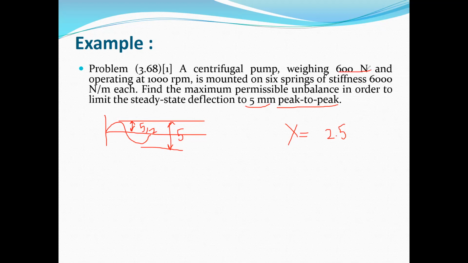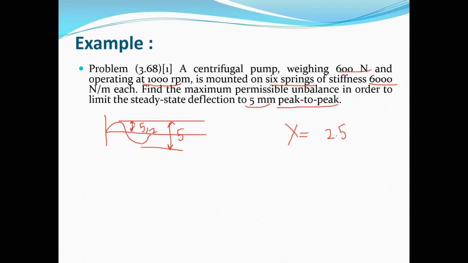The weight of the system is 600 Newton. And also the omega is 1000 RPM, which we should convert into radian per second. We have the stiffness of the system. So the stiffness of this system is 6 springs with the stiffness 6000 each, so the stiffness is equal to 6 times 6000, which is 36 kilonewton per meter.